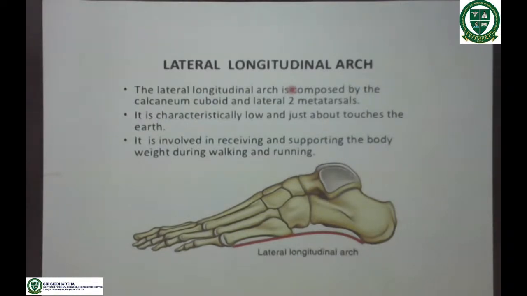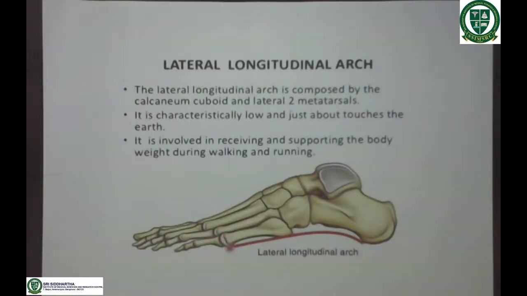In the lateral aspect, there is a lateral tubercle which touches the ground posteriorly. That forms the posterior head. Like that, anteriorly, there are the heads of the fourth and fifth metatarsal bones, which touch the ground laterally. That forms the anterior head. The bones of this lateral longitudinal arch include the calcaneum, the cuboid, and the fifth and fourth metatarsal bones.